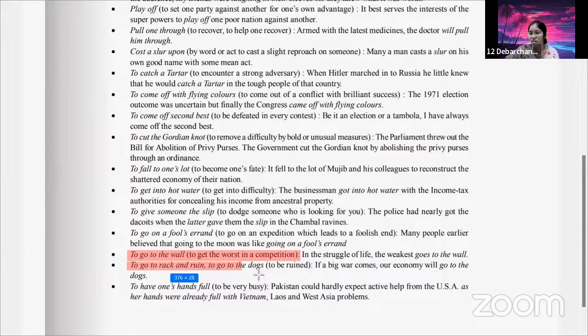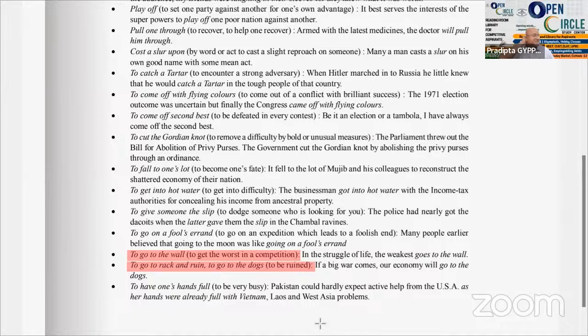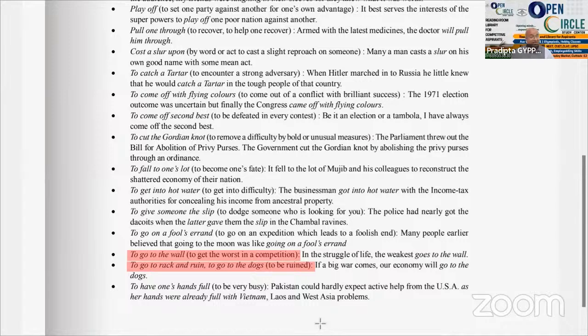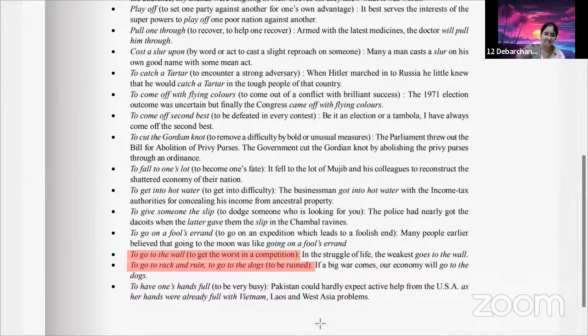Excuse me, sir. To go to the wall and to come off second best, aren't these two similar? Come off second best stands for competition. But to go to the wall means being weak and then losing. Got it? But you told us to go to the wall also means to get defeated. Defeated, but in what way? I explained, you are weak, that's why. But when you are second best, you are fighting actually. I hope you understand.